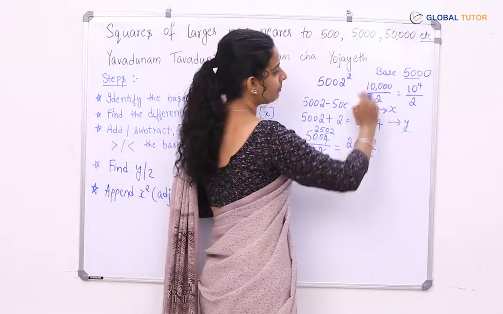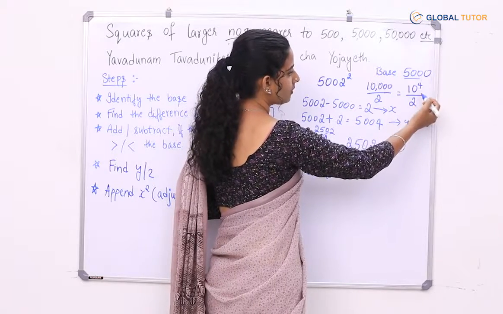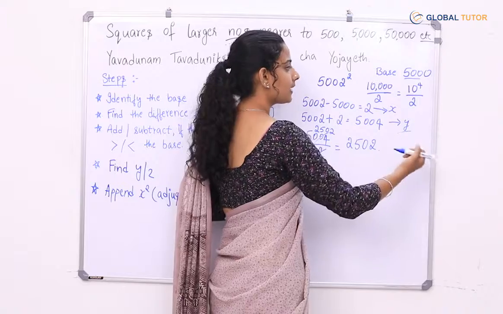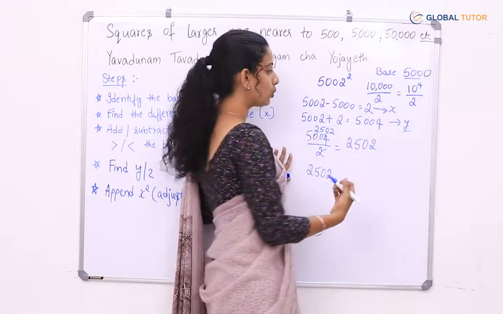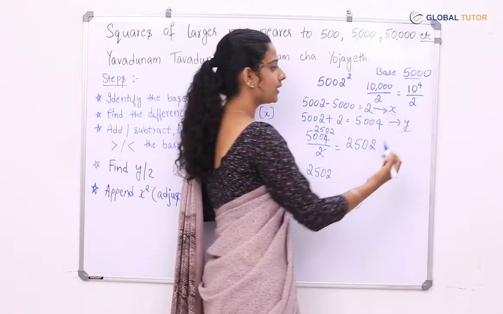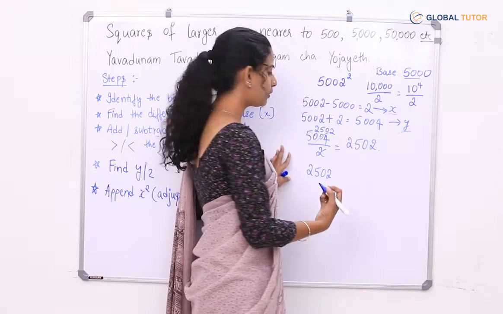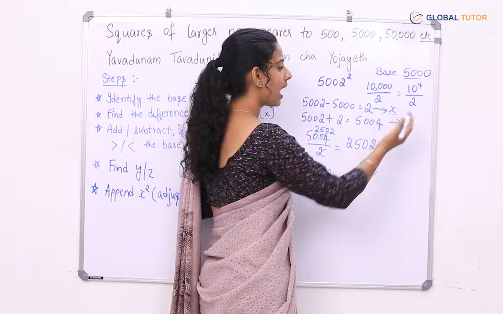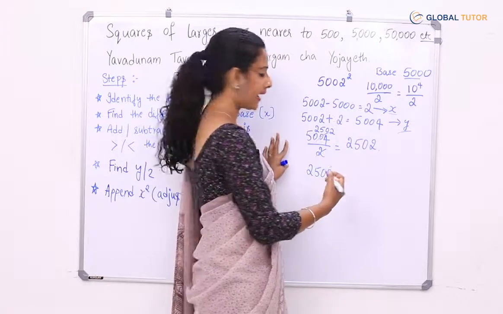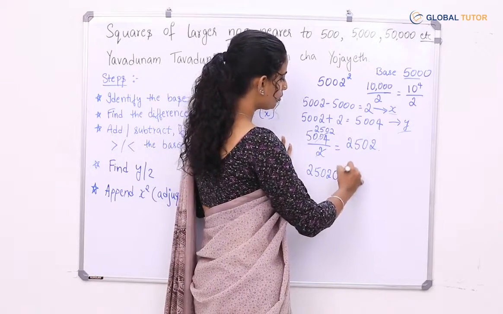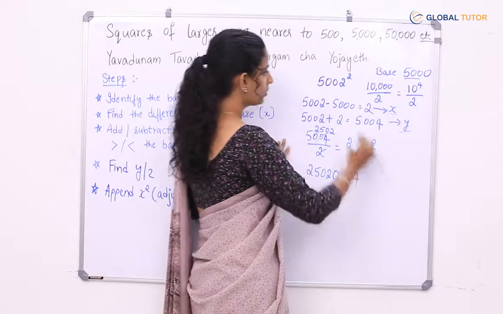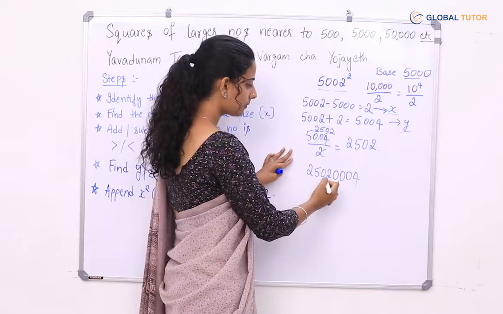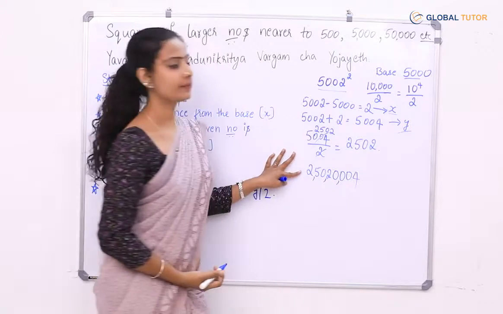Here, when we found the base, we wrote 5000 as 10,000 divided by 2, and then we wrote it as 10 to the power 4. So, x square has to be written in 4-digit format. So, because 4 is just a single digit, I will add 3 zeros behind it. So, it will become 004. So, now 5002 square will be this.